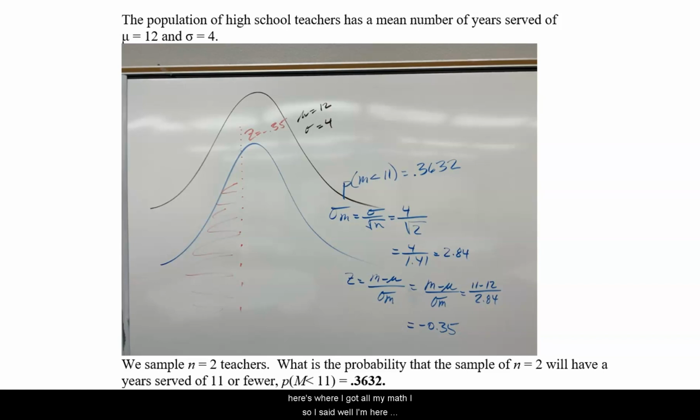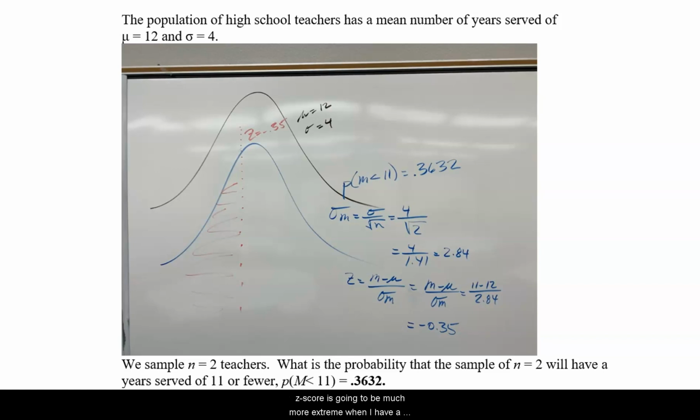And here's where I got all my math. So I said, well, here's the standard error, 4 over radical 2, which is 2.84. And then there's my z-score of only -0.35. And so I would want to get the tail value for -0.35, and sure enough, that's 0.3632. What's the difference? The distribution of sample means was a lot broader. The standard error, which is the standard deviation of the distribution of sample means, was a lot larger, and therefore the z-score was a lot less extreme.